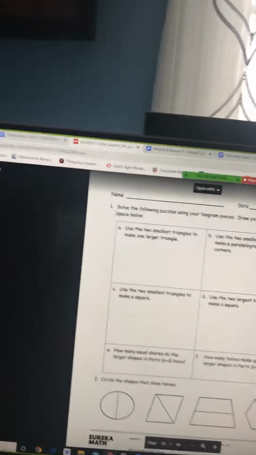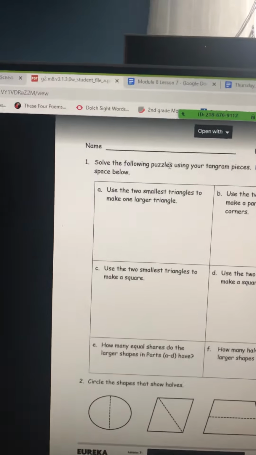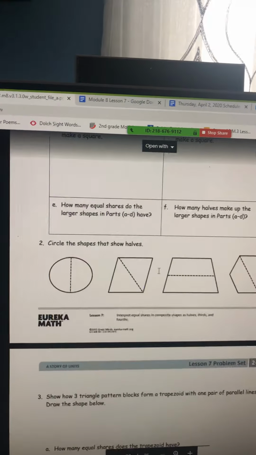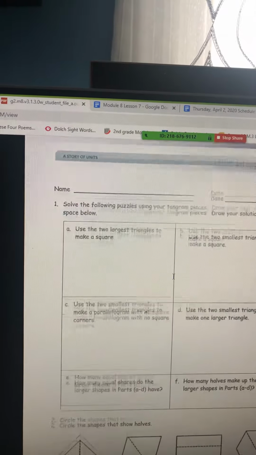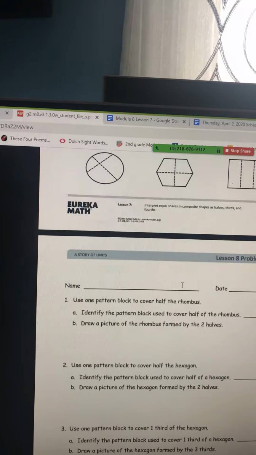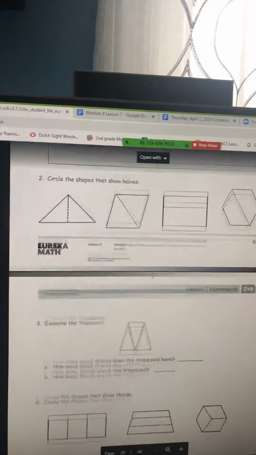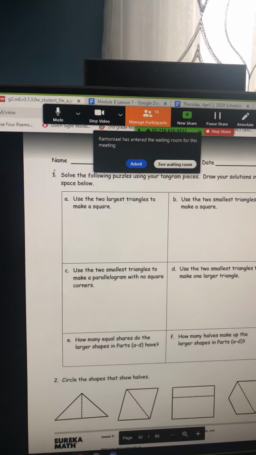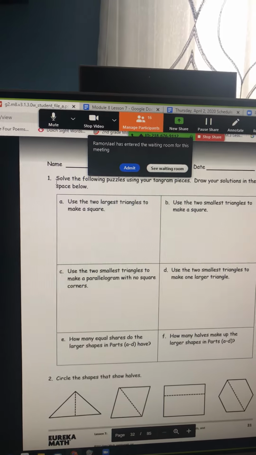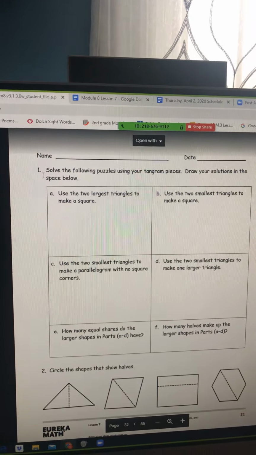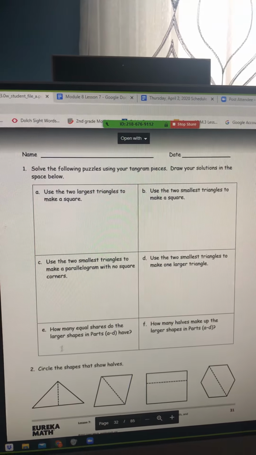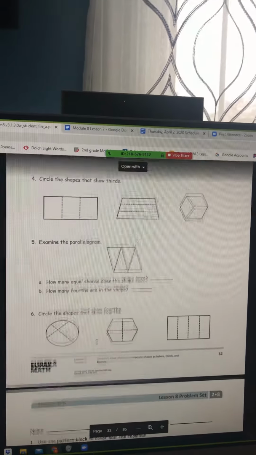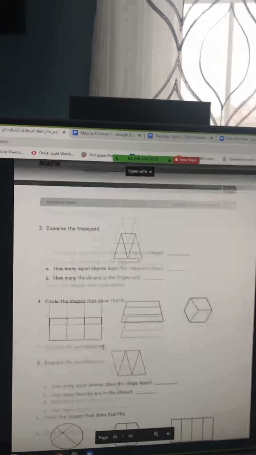All right, it says, solve the following puzzles using the tangram pieces. Draw your solutions in the space below. And these are the pieces that they want you to use. Oh, wait a minute. They didn't give you the pieces. All right, we're going to skip question 1. If you have the book, cross out all of question 1. We're going to skip question 1 because they didn't give you the tangram pieces. All right, you're going to do question 2.